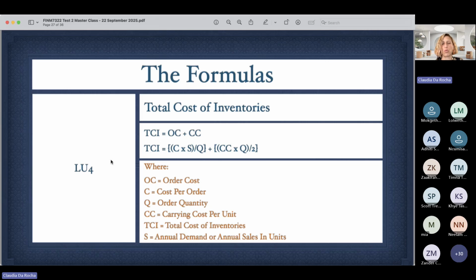In terms of this formula, the total cost of inventory is your order cost plus your carrying cost. Your order cost is calculated by saying C times S over Q, C being the cost per order, S being your annual demand, divided by Q, plus the carrying cost times Q divided by 2. So carrying cost per order divided by your order quantity.